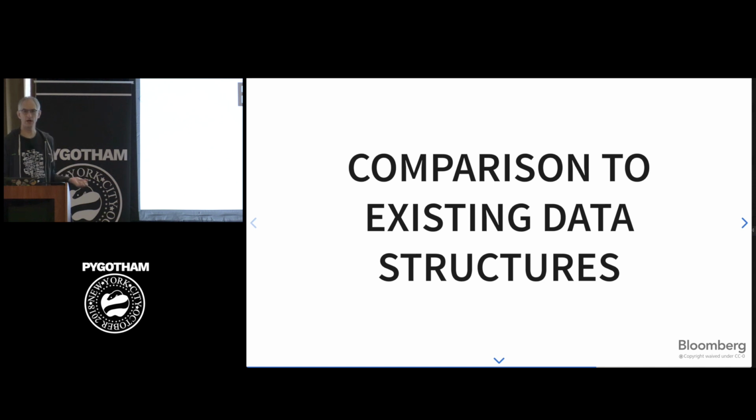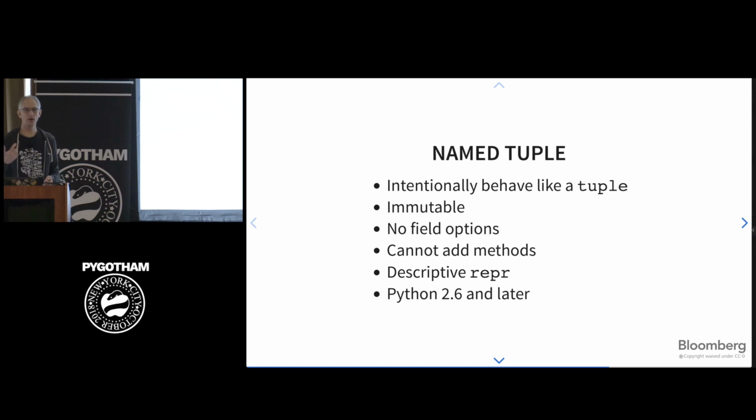So how does this compare to some of the existing data structures? I'm only going to talk about things that give you some way of accessing fields by name, so I'm going to leave out sequence data structures like list and tuple. So we have NamedTuple. One of the issues with NamedTuple is it's designed to behave as a tuple in tuple context. It's immutable. It has no field options. I can't add methods to it. It does have a descriptive repr, and it's available in Python 2.6 and later.